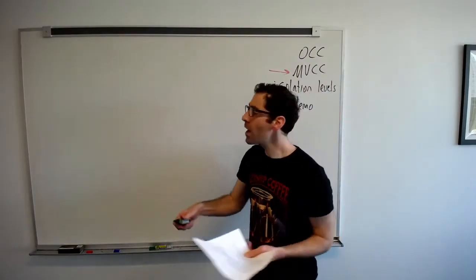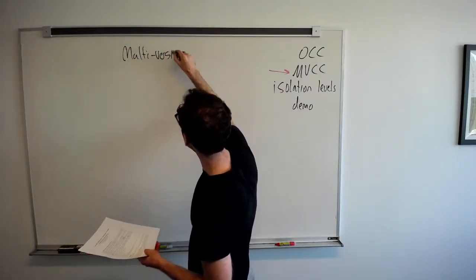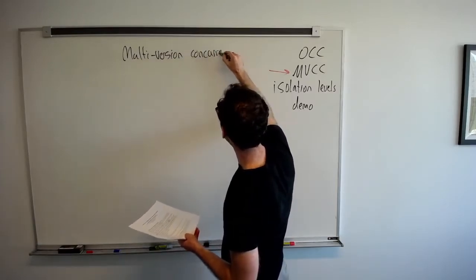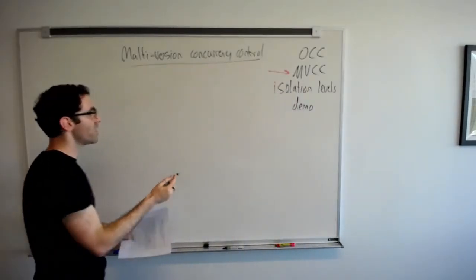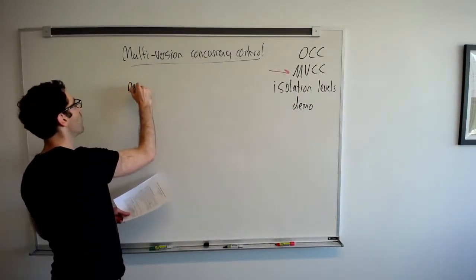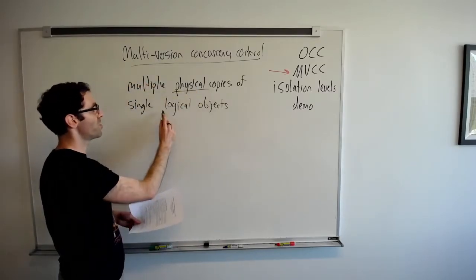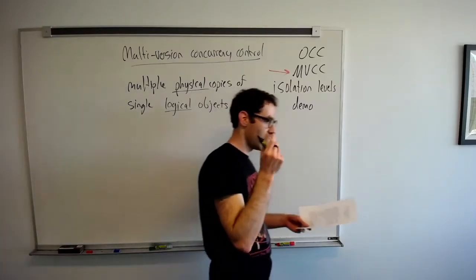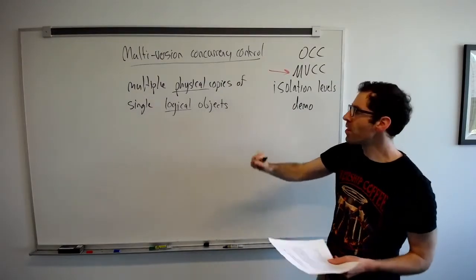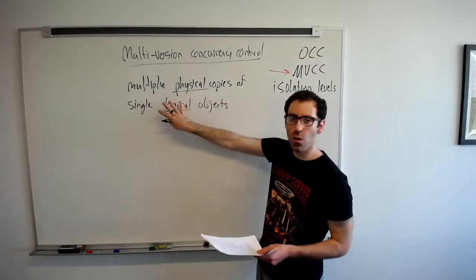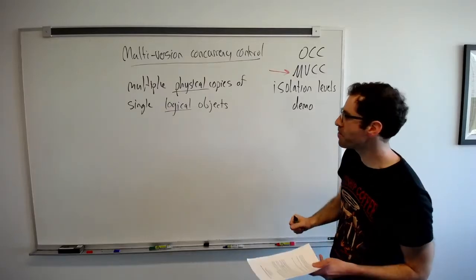Okay, so here's the key idea behind multi-version concurrency control, which is that we're going to have multiple physical copies of single logical objects. So there might be a tuple or a page or a table. There's the single logical object within the database, but we'll maintain multiple physical copies.